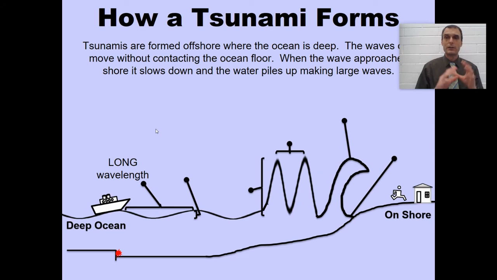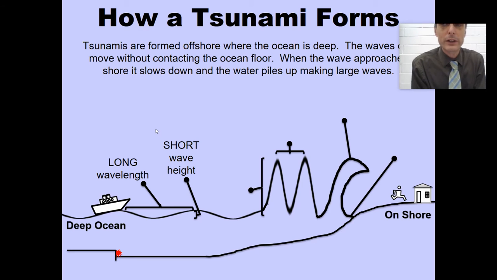So in the deep ocean, they have a long wavelength. They can be 500 miles long between waves, and they can have a short wave height. How short? They could be a foot tall. Now, if you're in a boat and a foot high wave goes by, you're not going to notice it, especially when another one comes by 500 miles later. So those are not very dangerous in the water.